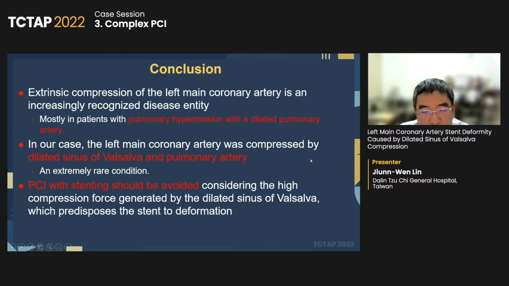Thank you very much for this very nice educative case. I would have guessed that this is the outcome when we look at the IVUS, because there was no atherosclerosis and it was sheer mechanical force causing the compression. Do we have any comments from our panelists?